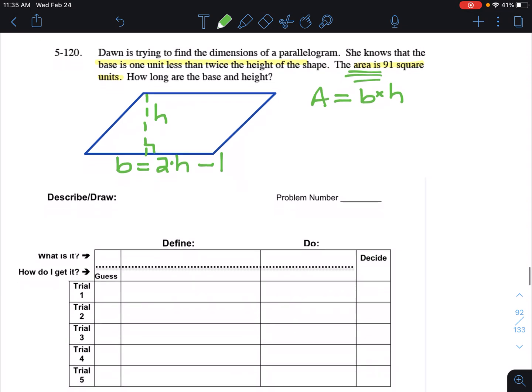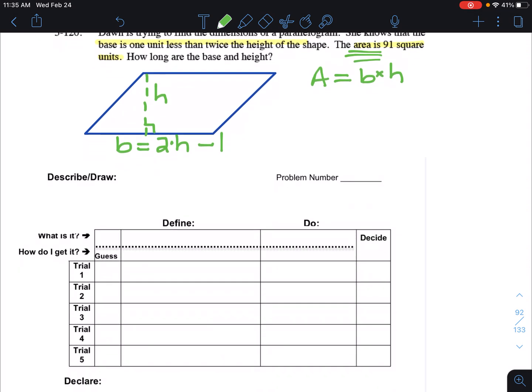So I'm looking down below. I really only have 2 things. I have a base and a height, so I don't need to separate this define column at all. It's going to be big, but that's okay. But I do need to figure out what I should start with my guess.